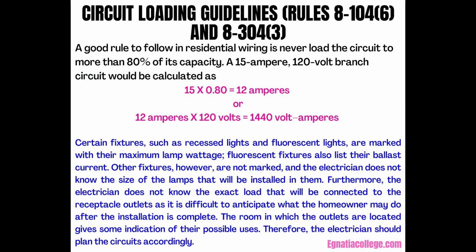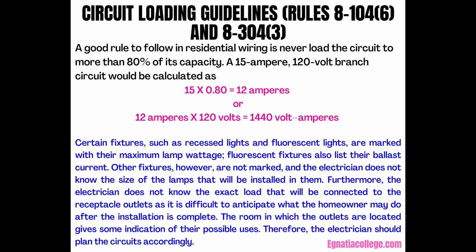Circuit Loading Guidelines, Rules 8-104(6) and 8-304(3). A good rule to follow in residential wiring is never load the circuit to more than 80% of its capacity. A 15 ampere, 120 volt branch circuit would be calculated as 15 times 0.80 equal to 12 amperes, or 12 amperes times 120 volts equal 1440 volt amperes.